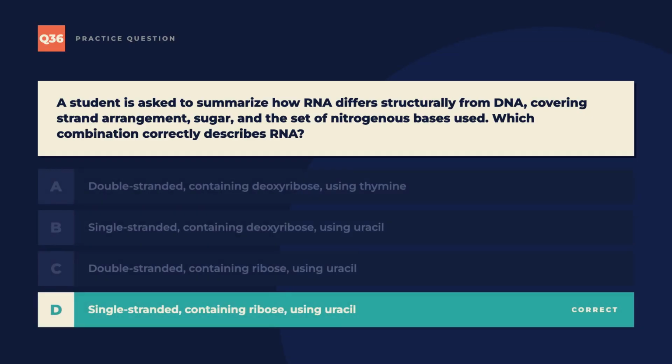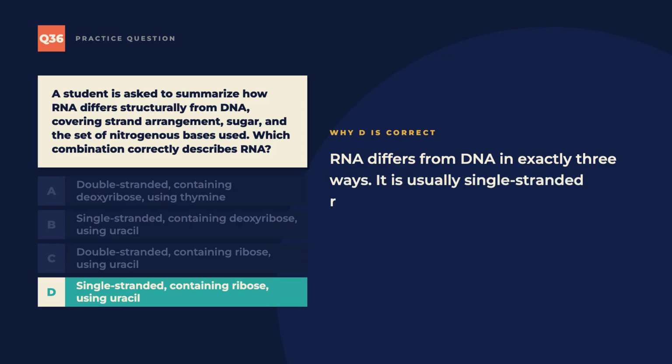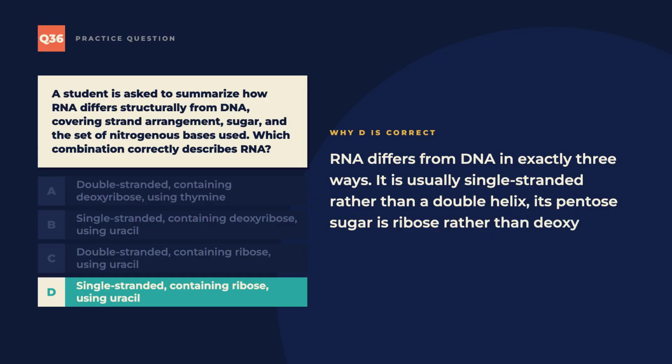The correct answer is D. Single-stranded, containing ribose using uracil. D is correct because RNA differs from DNA in exactly 3 ways. It is usually single-stranded rather than a double helix. Its pentose sugar is ribose rather than deoxyribose, and it substitutes uracil for thymine so that adenine pairs with uracil.